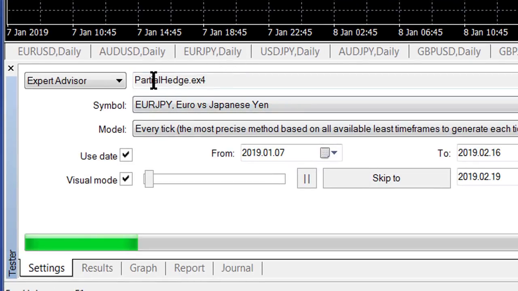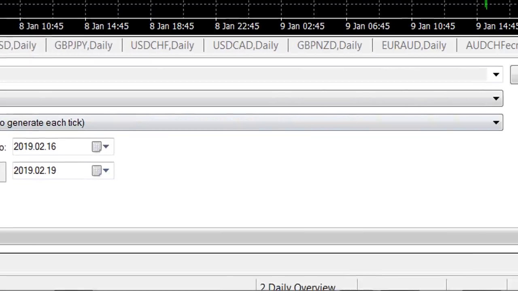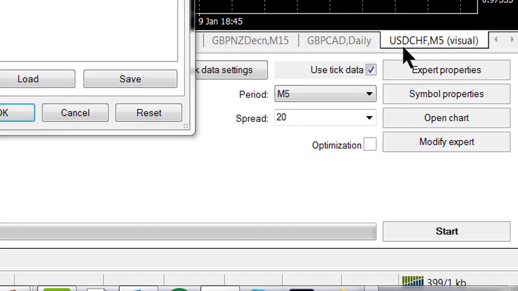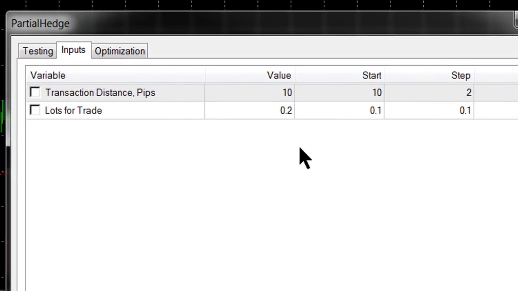Okay, so I've loaded the partial hedged EA. I'm going to use the euro yen because that displays quite well for this particular technique. We're going to use the every tick method because it is the most precise, and we're going to be using the same dates as before. And we're going to be using the visual mode. I'm going to use a 5-minute chart because it again displays the transactions quite well, and a two pip spread for this currency. The input is basically the same.